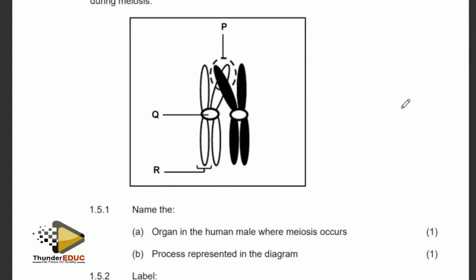When you talk about crossing over, you talk about 2 homologous chromosomes. These chromosomes come together. They cross over at a point called the chiasma. They must be homologous. The word homologous chromosomes aligning together is the key point. They come together and the chromatids of the homologous chromosomes cross over at a point called the chiasma.